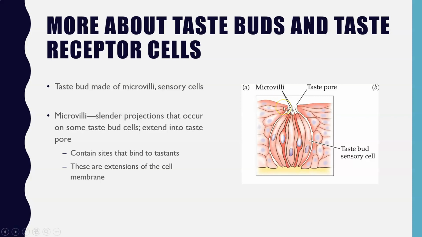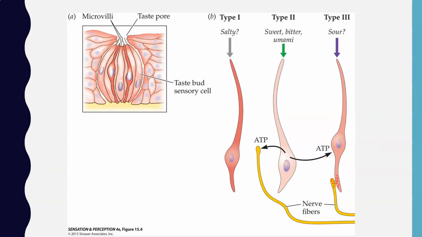The microvilli have sites that basically bind to tastants. So when different molecules of taste enter the tongue and enter the papilla, they're going to make contact with the microvilli that extend out into this pore. We didn't really know what microvilli were for a very long period of time. We now know that they are actually extensions of the cell membrane.